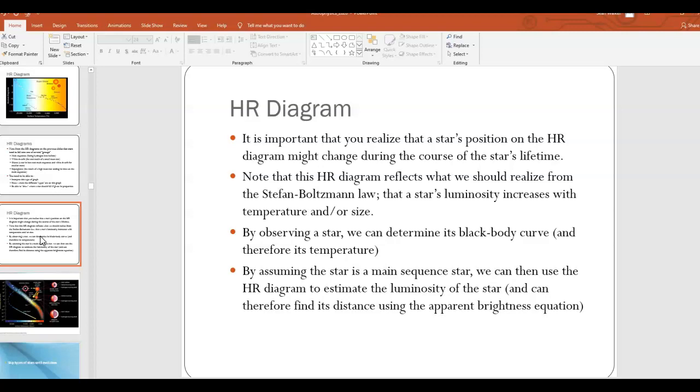By observing a star, we can determine its blackbody curve and therefore its temperature from Wien's displacement law. We've talked about that before. And then by assuming the star is a main sequence star, we can use the HR diagram to estimate the luminosity of the star. And that's something we might talk about a little bit later.